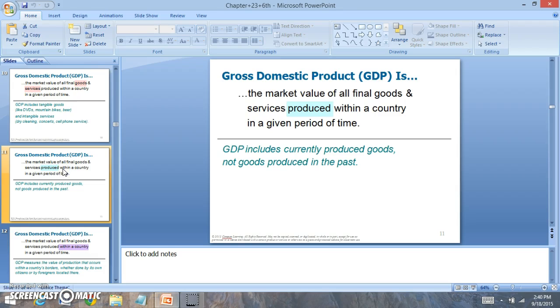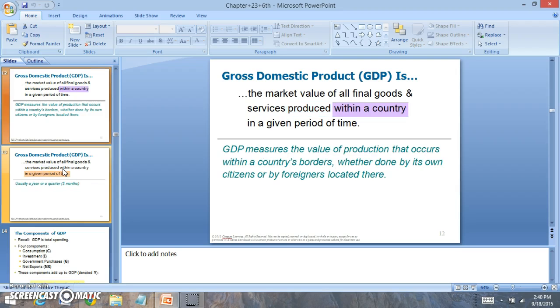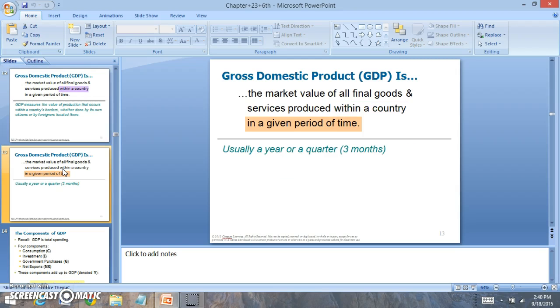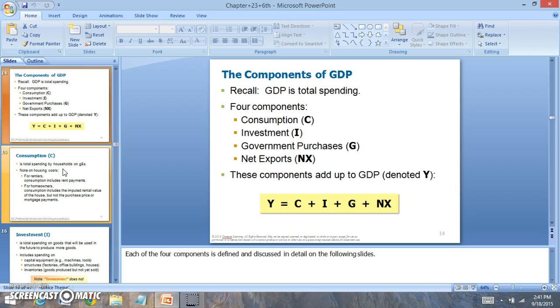It's also looking at what is being produced in the current year. So that's key. Within the current year, within our borders, and within a given time period. So what is produced within our borders in a given time period? That's really the key that we're focusing on when we look at GDP. The components of GDP are consumption, investment, government purchases, and net exports.